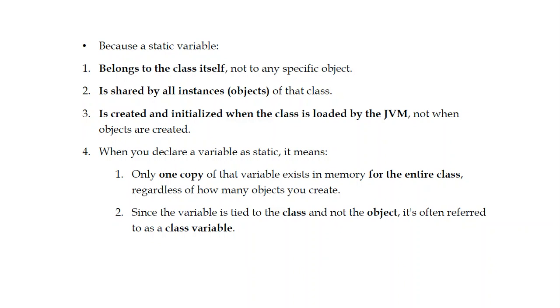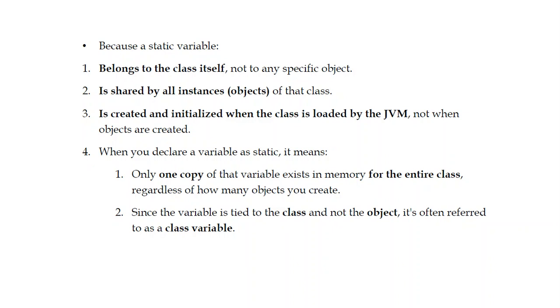When you declare a variable as static, mark my word, this is the important thing: only one copy of the variable exists in memory for the entire class. Even if 100 crore people are living in India, the country name is common. What is it? India. So there is only one copy for all the citizens. Same thing: even if you create 10 objects or 1,000 objects, the common thing is only one copy.